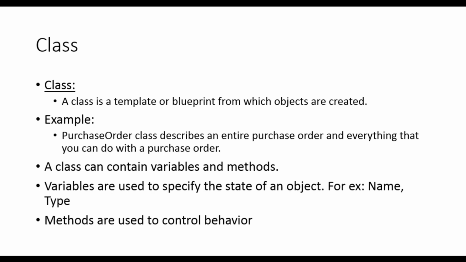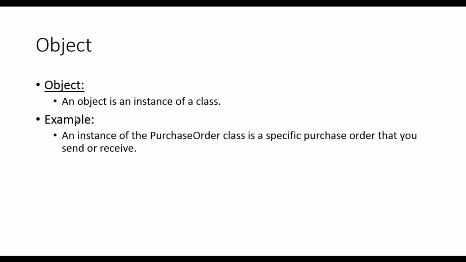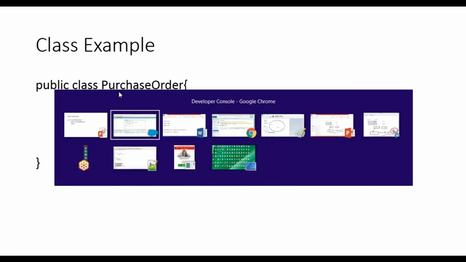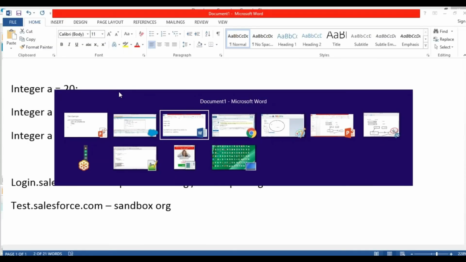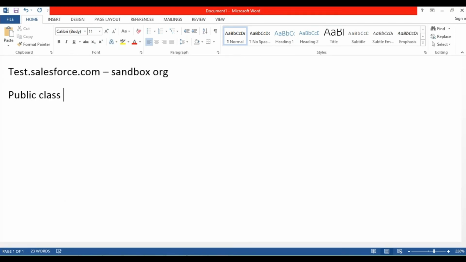So when you take a class, as we have seen, a class is a template from which objects are created. So what is an object? An object is an instance of a class. Here I have taken the class name as purchase order. So if I want to execute this class, the class name I have taken is public class PurchaseOrder. This is the class name.